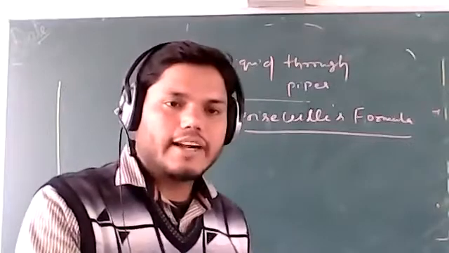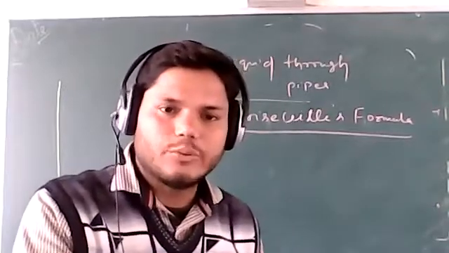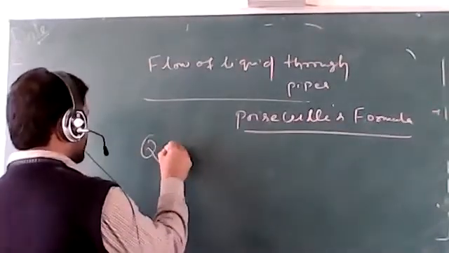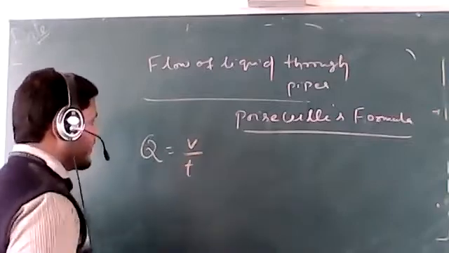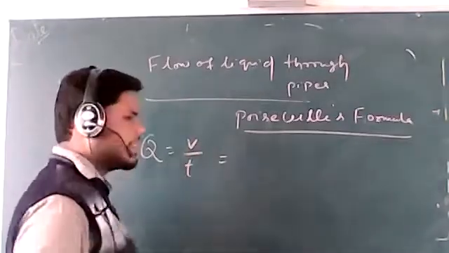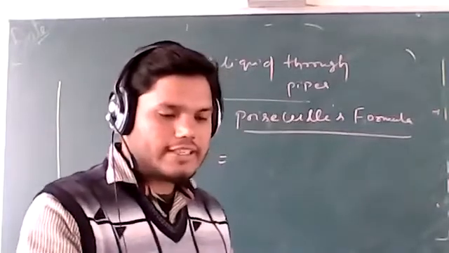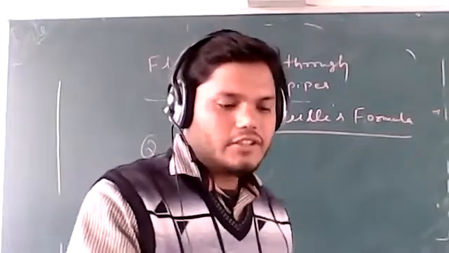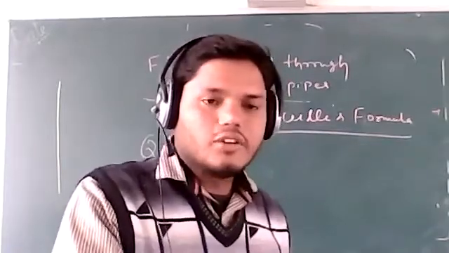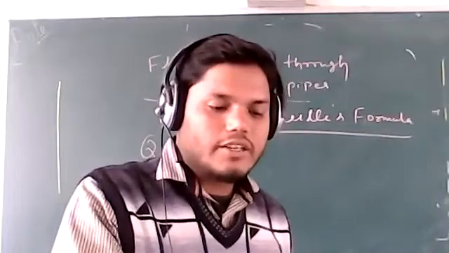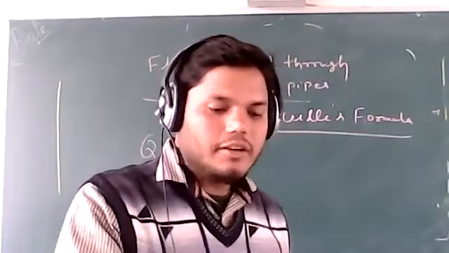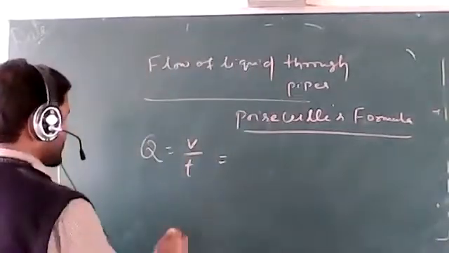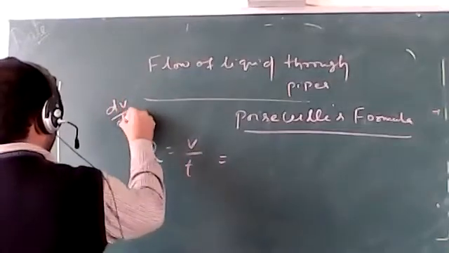He found that the volume of the liquid per second, written as Q, equals the volume of the liquid per second. Poiseuille derived one formula which says that the volume of the liquid per second depends on three factors. First is the coefficient of viscosity of the liquid, second is the radius of the pipe, and third is the pressure gradient. Pressure gradient, as we have discussed, is different from dv upon dx, which is called the velocity gradient.